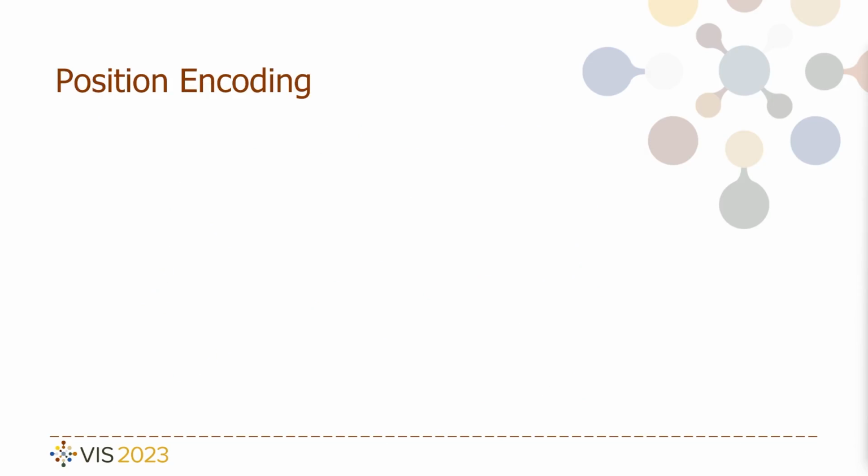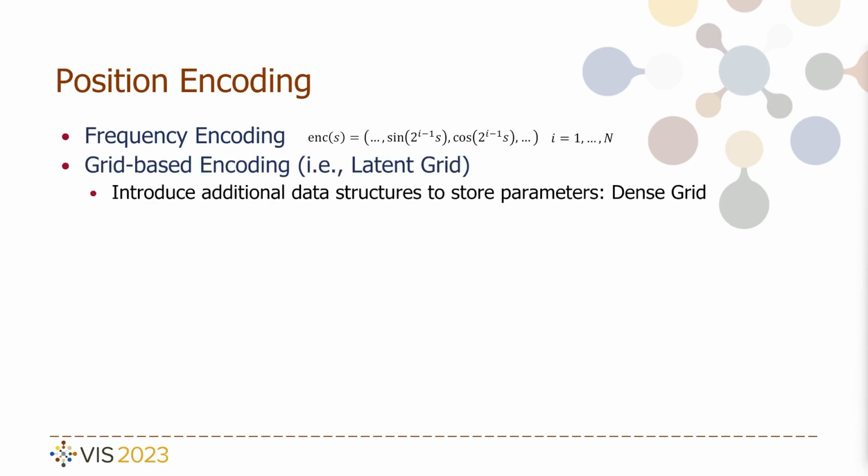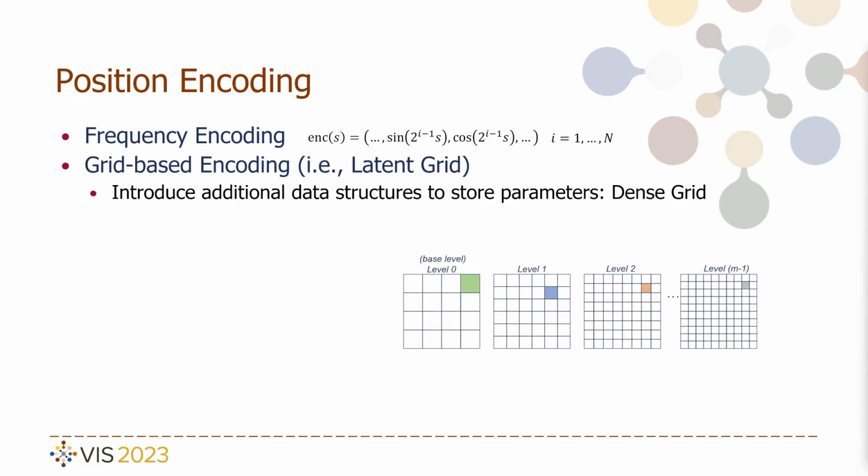When it comes to position encoding, there are a multitude of approaches to consider. Earlier methods often relied on sine and cosine functions to encode input scalar values, but these techniques had limitations in terms of quality. A more recent advancement involves the use of additional data structures, such as multi-resolution grids, to store trainable parameters in the encoding layer. Each vertex in these grids stores a set of n trainable parameters, often referred to as features.